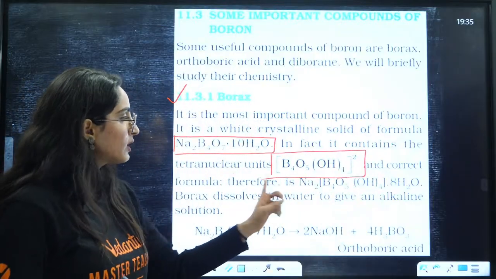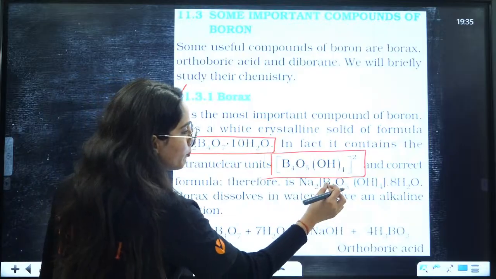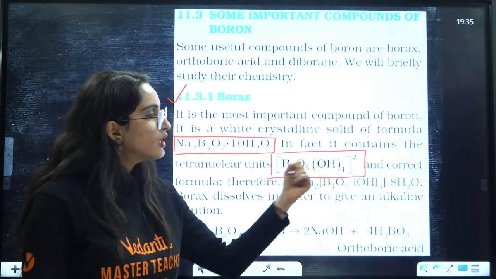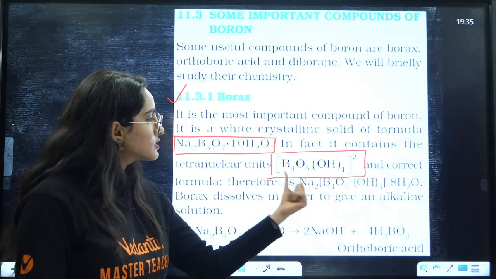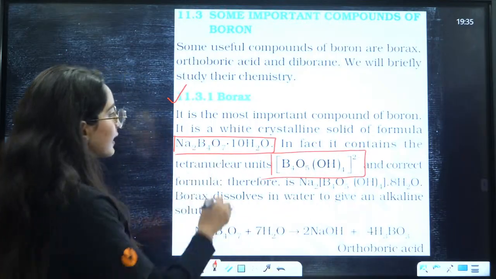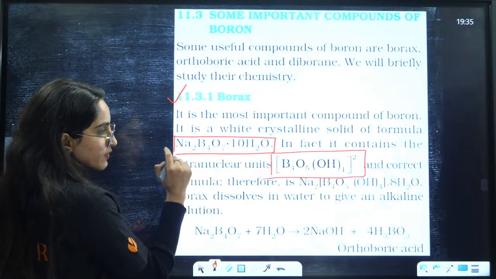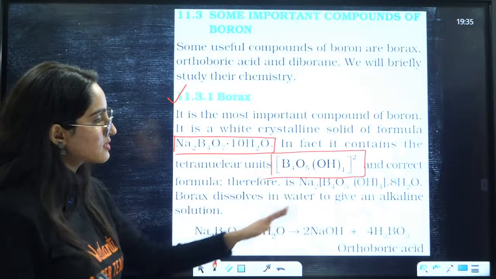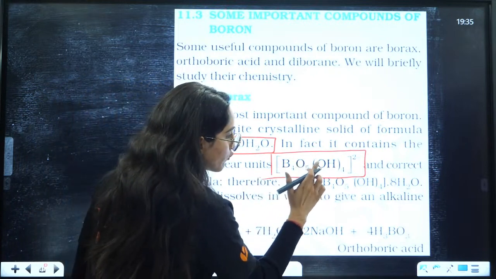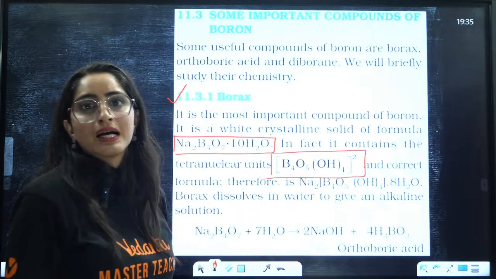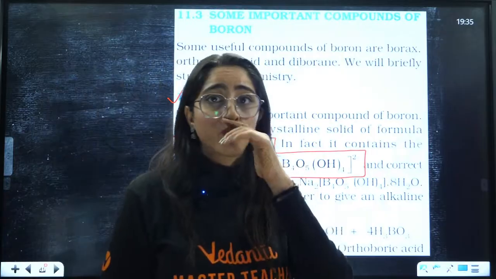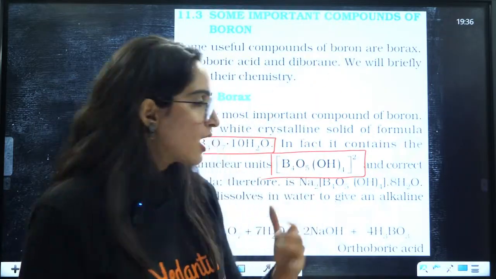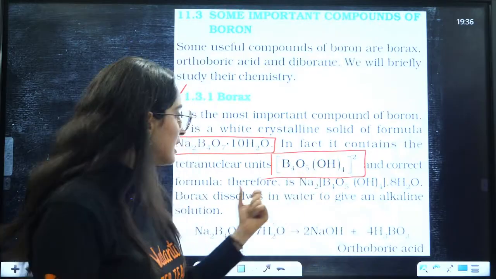And the correct formula therefore is Na2[B4O5(OH)4], this is the unit that you have. They are saying that the exact formula is B4O7, but this B4O7 plus 10H2O exists as [B4O5(OH)4] 2 negative. They can ask you a question like, what are the units in borax? They can give you 3-4 options, and out of that, this is the correct option.